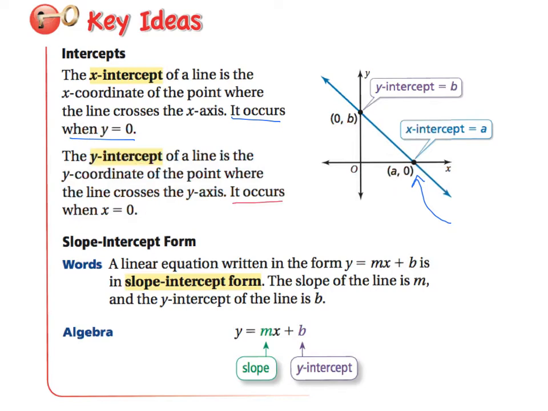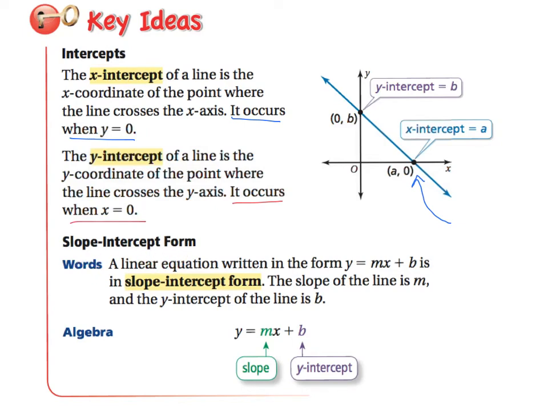Now, when X is 0, that's how you find your Y-intercept. So your Y-intercept in this case is B, at the ordered pair 0, B. So the Y-intercept of a line is the Y-coordinate of the point where the line crosses the Y-axis. So the X-intercept is when it crosses the X-axis. The Y-intercept is when it crosses the Y-axis. X-intercept, X-axis, Y-intercept, Y-axis. And it's where the opposite value, the opposite X or Y value, is 0.